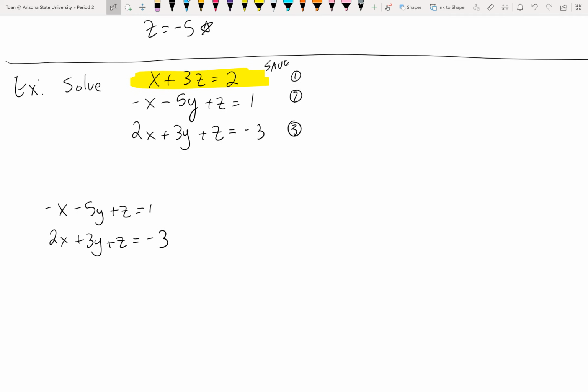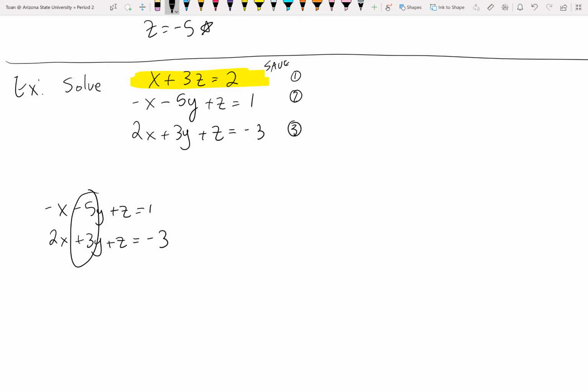Now, if we're making the choice to save equation 1, and you told me that equation 1 was missing a y, when I do this step I do not have a choice. We must eliminate the y's because you want the variables to match up. Although the z's look nice to eliminate, I would not eliminate the z's in this step, because saving the first equation forces our hand to eliminate the y's. Does that logic make sense to everyone? Yeah. All right, so let's go ahead and eliminate the y's.